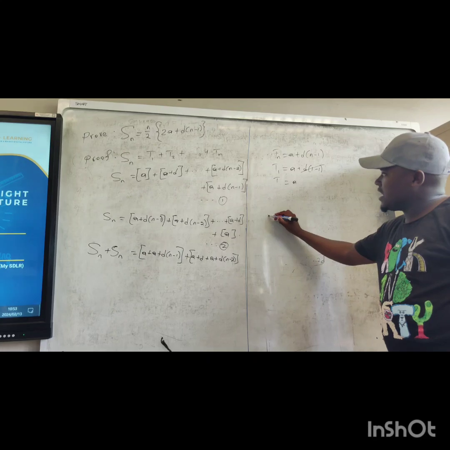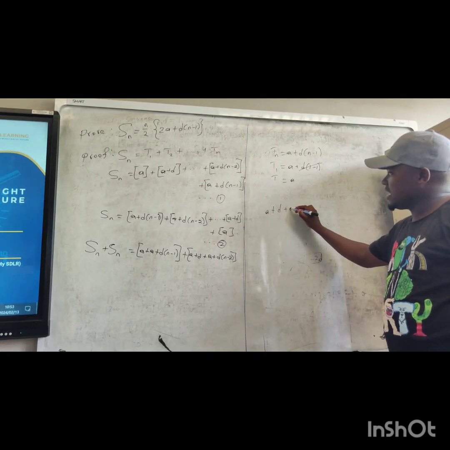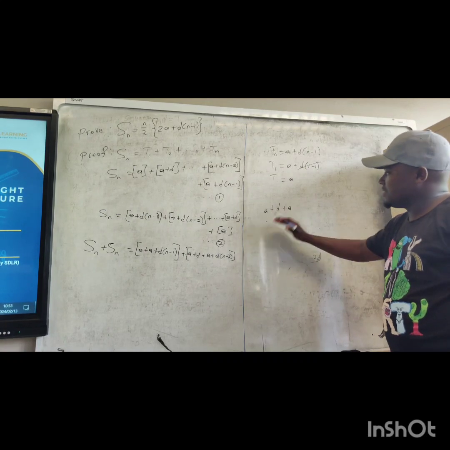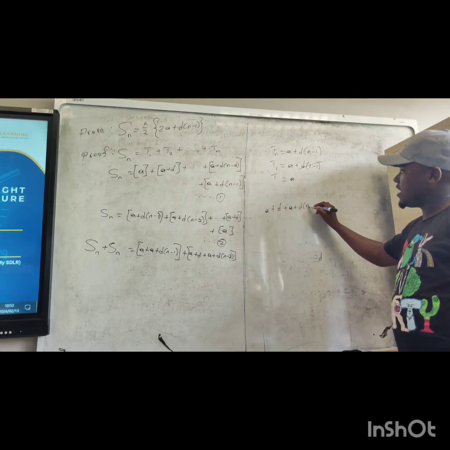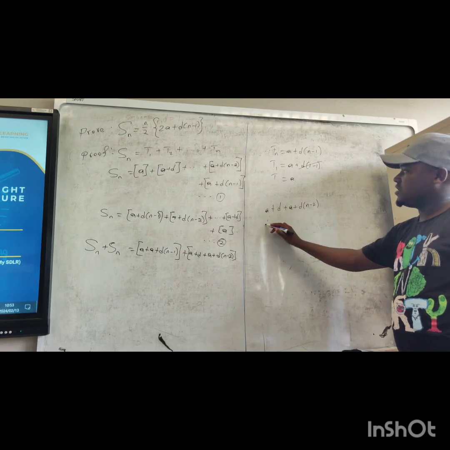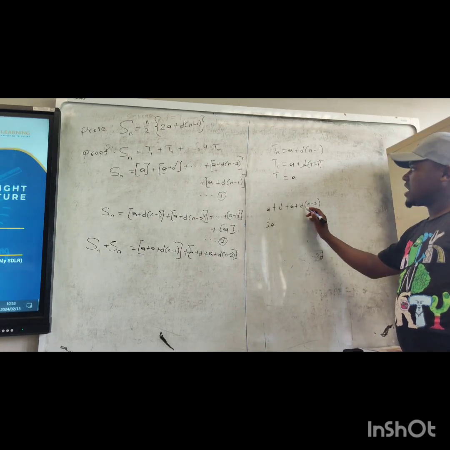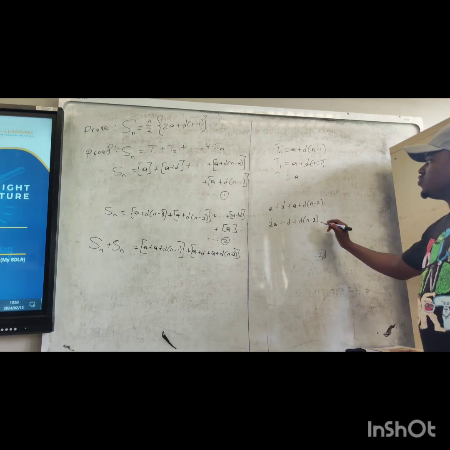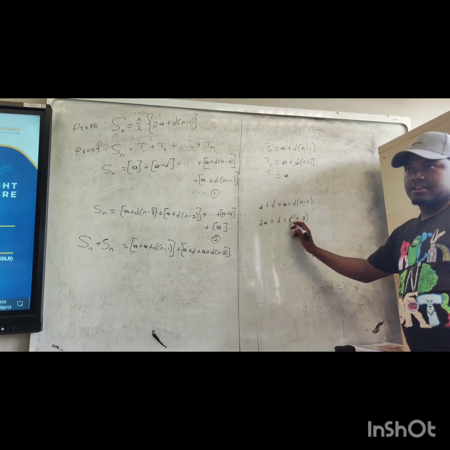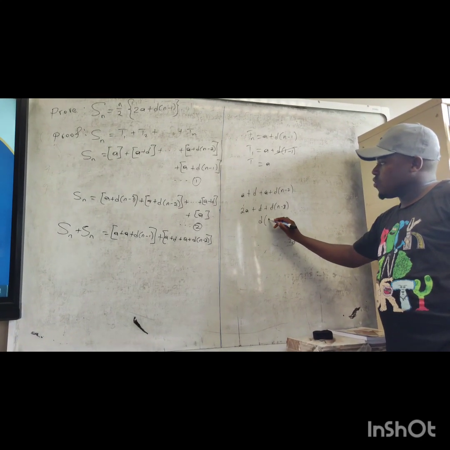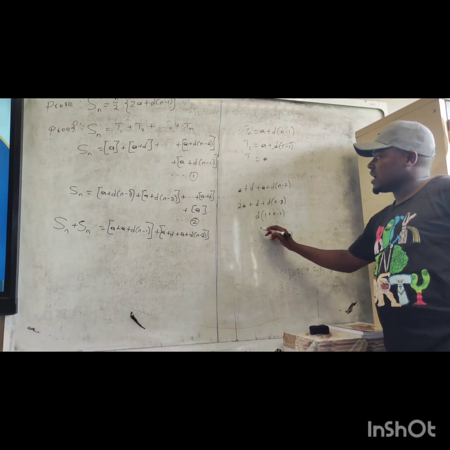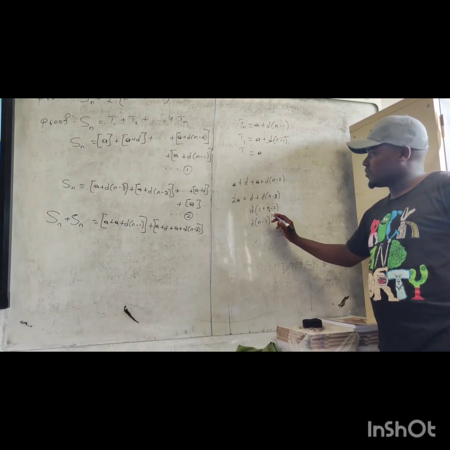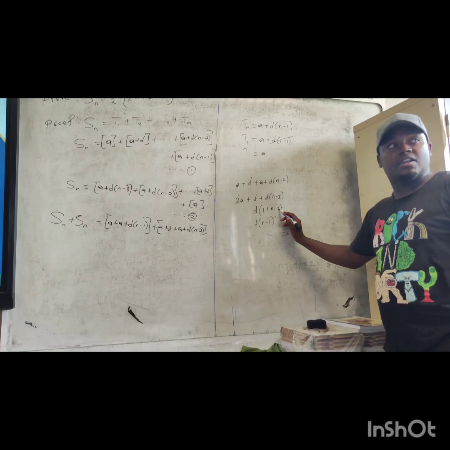So it becomes A plus D plus A. This is 2A. You see that? Well, let me simplify it first. Plus D into n minus 2. So A plus A is 2A. D comes here, so it will be plus D into n minus 1 minus 2. I factor out D here, so it will be D into 1 plus n minus 2, and this ends up being n minus 1. You see that? Because 1 minus 2 is minus 1.